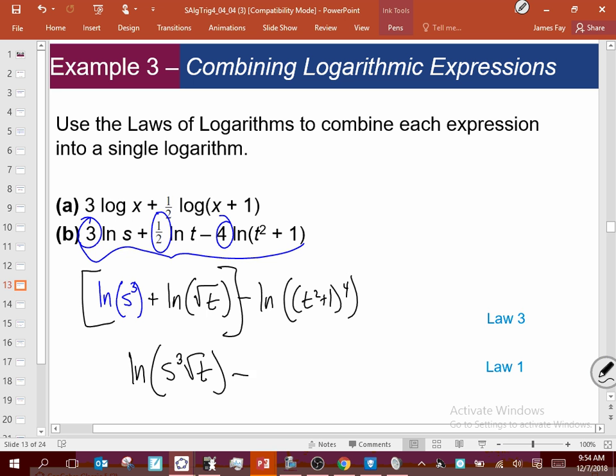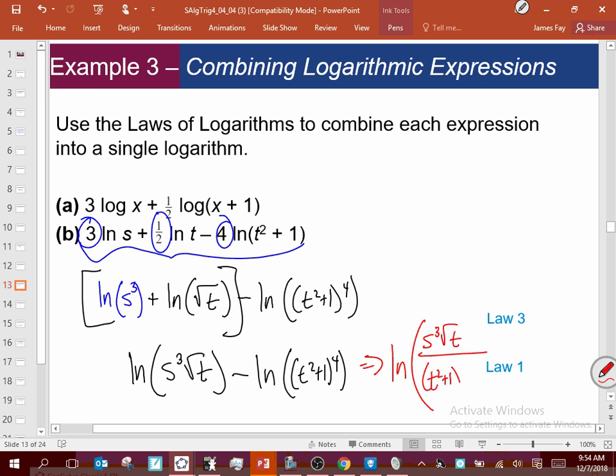Now, I have minus ln of t squared plus 1 to the fourth. So what can I do now between those two things? Subtraction turns into division. So this is going to eventually become ln of s cubed radical t all over t squared plus 1 to the fourth. Okay. Is that all right?